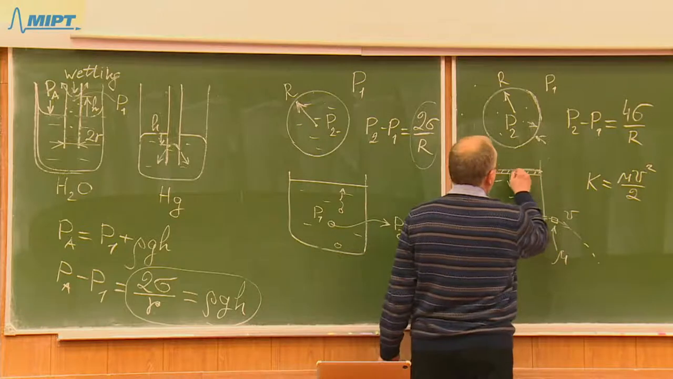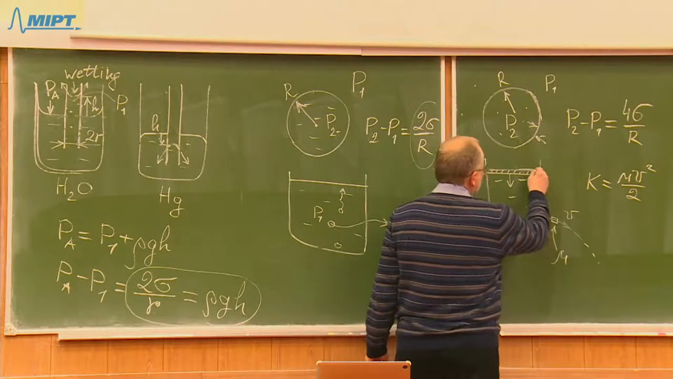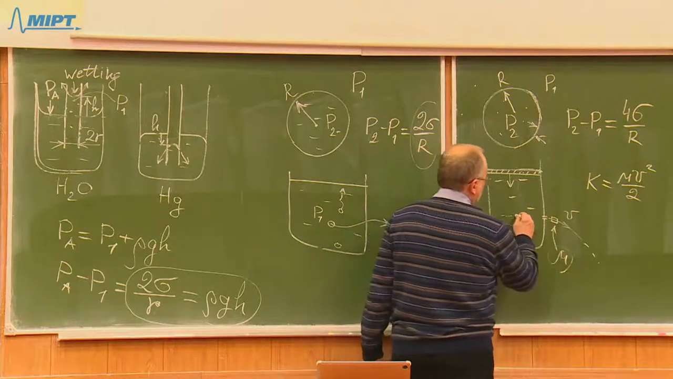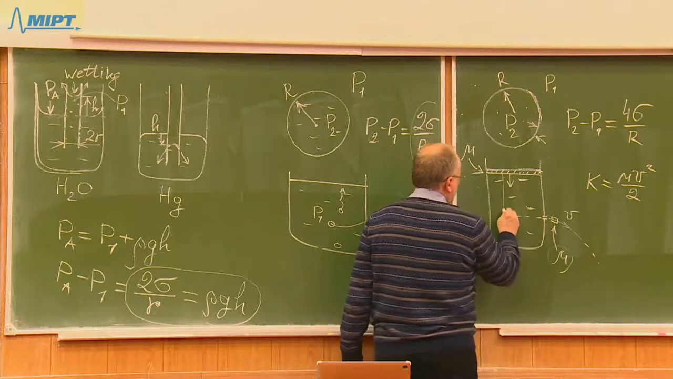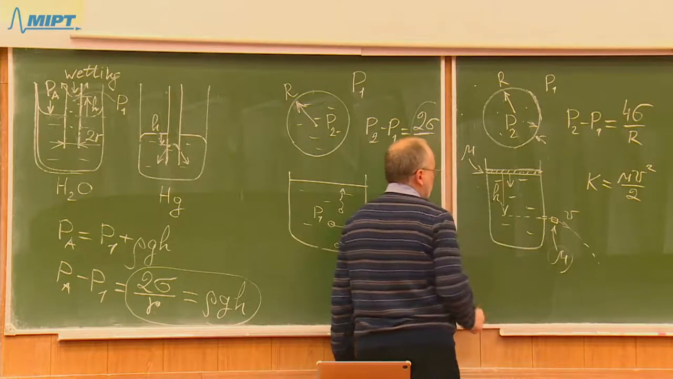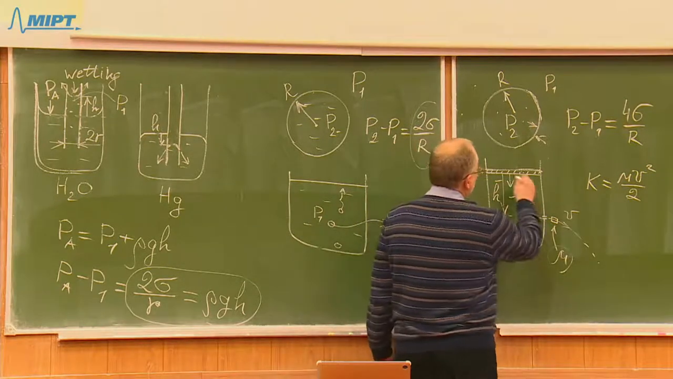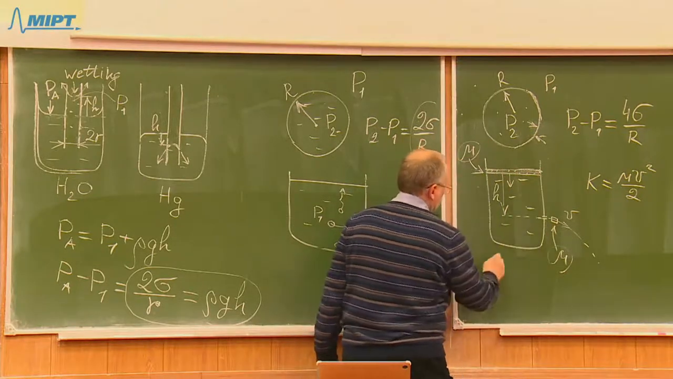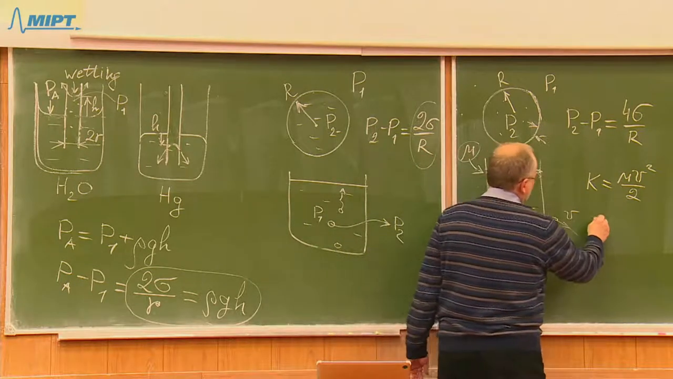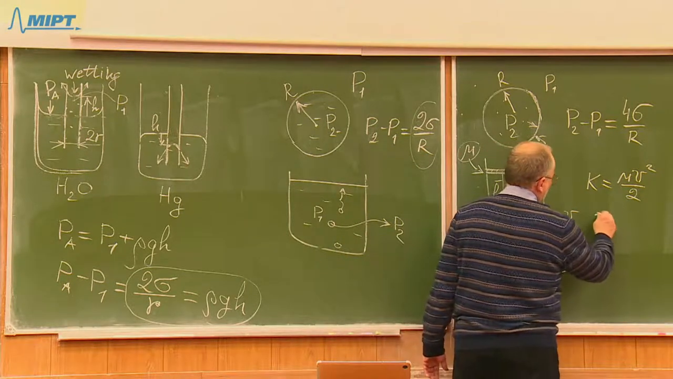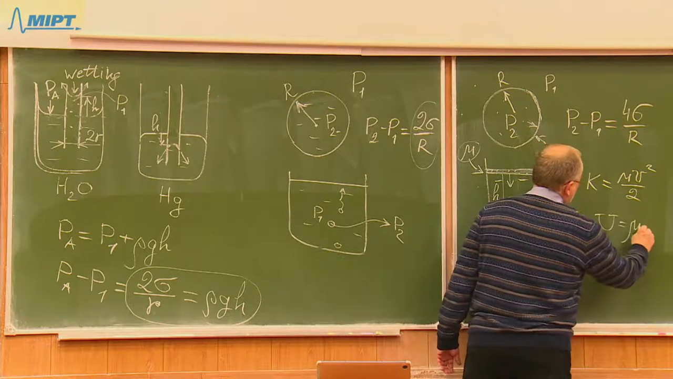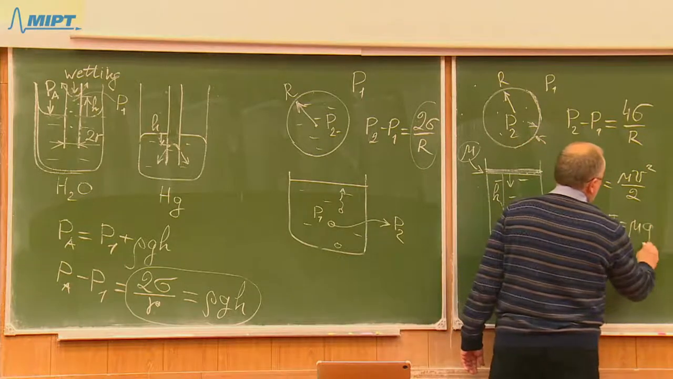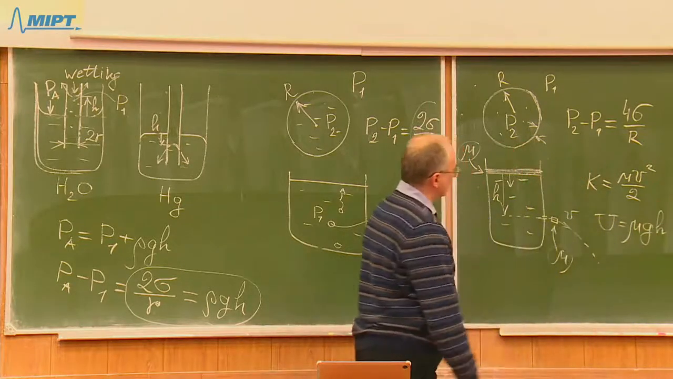So this layer of liquid had some potential energy with respect to the position of this mass mu. And the potential energy will be given by the well-known formula mgh. But m is the mass of this thin layer, which is mu. So the potential energy will be the mass of this thin layer which disappeared from the vessel, times g h.